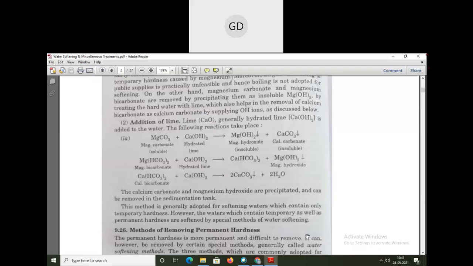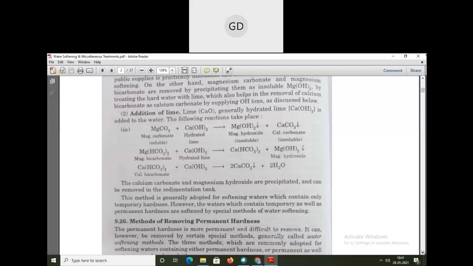Again, when you add the hydrated lime to the magnesium bicarbonate, magnesium hydroxide is formed as a precipitate. In the final step, you can see calcium carbonate is precipitated out. This calcium carbonate and the magnesium hydroxide can be removed in the sedimentation tank by the addition of lime. So these two processes, boiling and the addition of lime, can remove only the temporary hardness, not the permanent hardness.